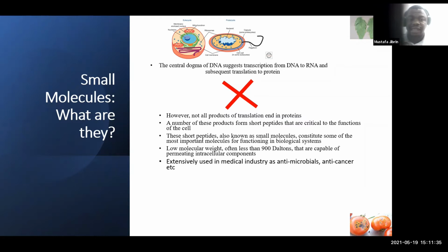And these short peptides are low molecular weight compounds, often less than 900 Daltons in weight, and they permeate intracellular spaces and are very important in the activity of an organism. So some of these peptides have been used extensively in the medical industry as antimicrobials and anti-cancer agents. And we wanted to test how we can use them against this bacterial disease of tomato.